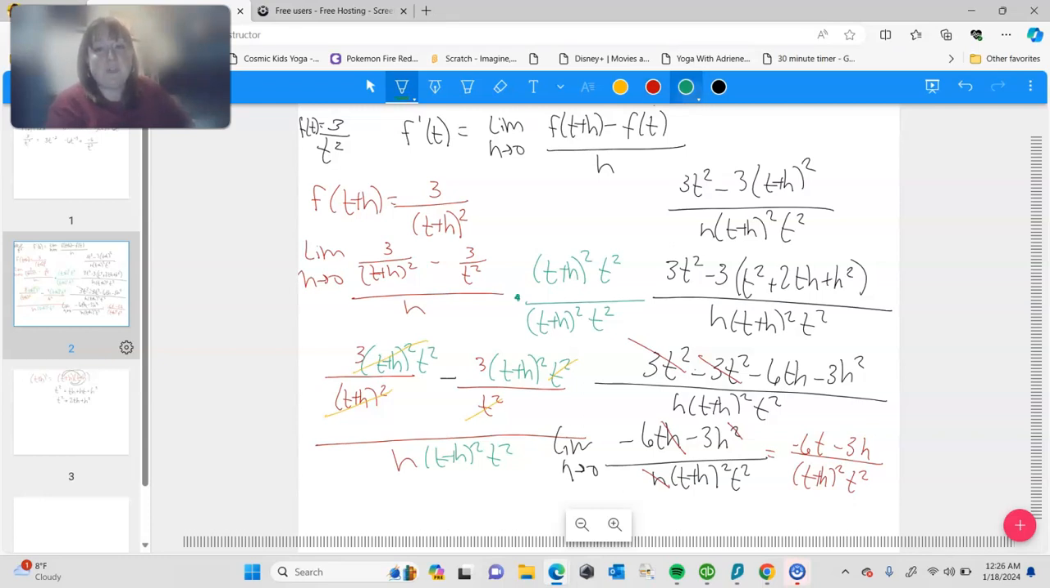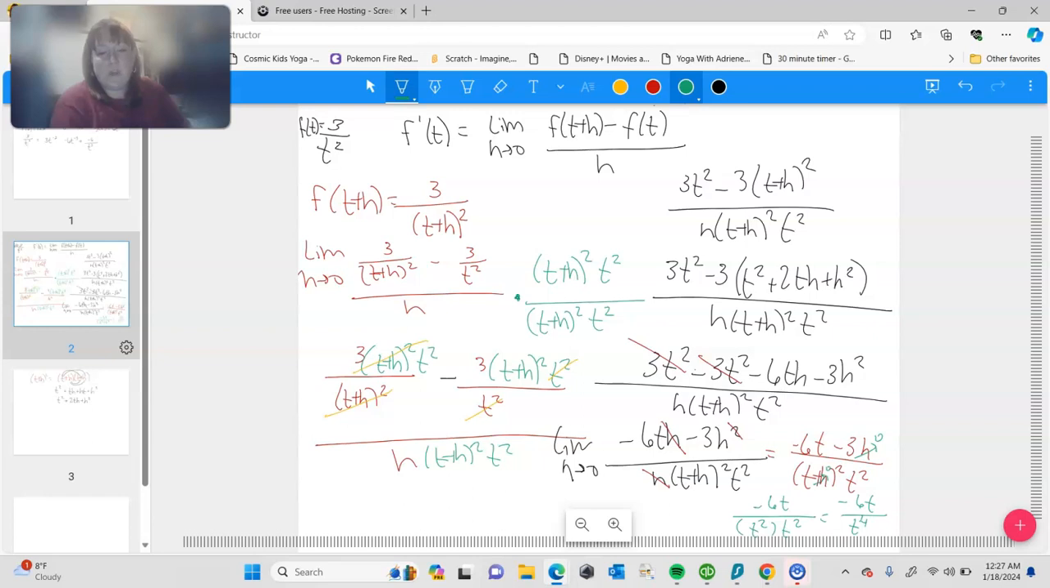So what happens when I plug 0 in here? Well, I'd get negative 6t, right? And then this h is going to go to 0, so now I've got 3 times 0, so that's 0. And then I have t plus, again, this is going to go to 0. So t plus 0 is just t squared. So I'm going to end up with negative 6t over t squared times t squared. And remember, t squared would be t times t, so t squared times t squared would be 4 t's. So I'd have negative 6t over t to the 4th.